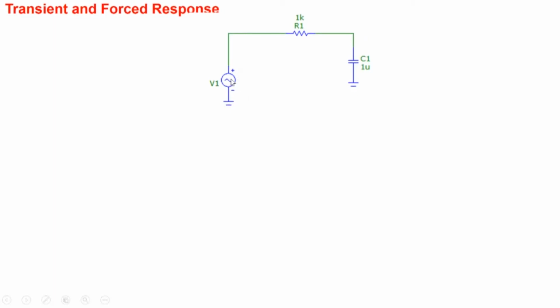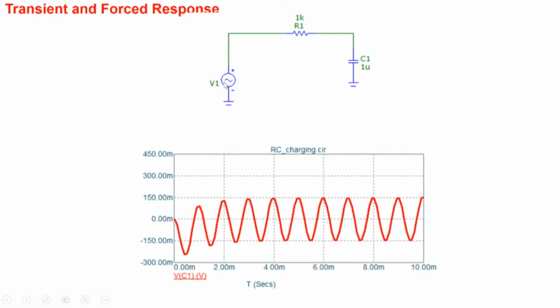In this case, we have the same RC circuit, but we are applying a sinusoid. Note the behavior that we get here. There's a transient part: initially, the capacitor output varies in some manner, and gradually it settles down to its periodic fashion.